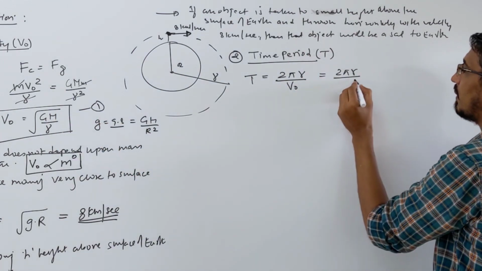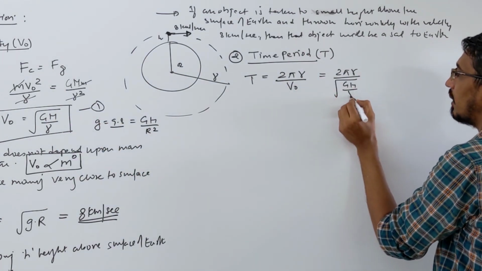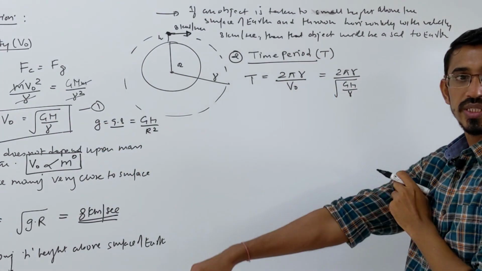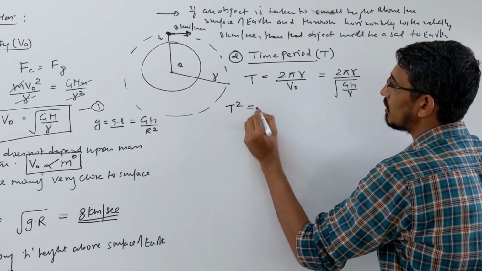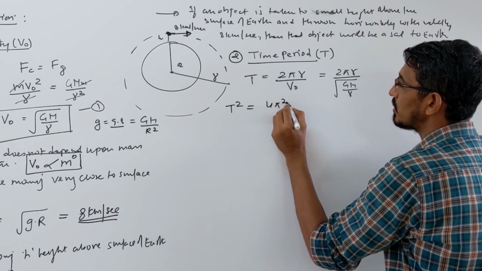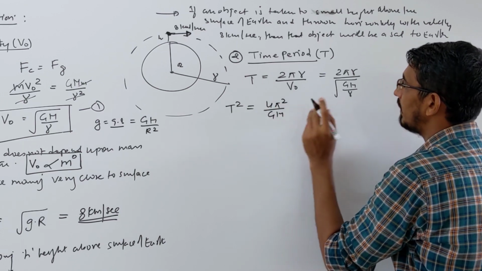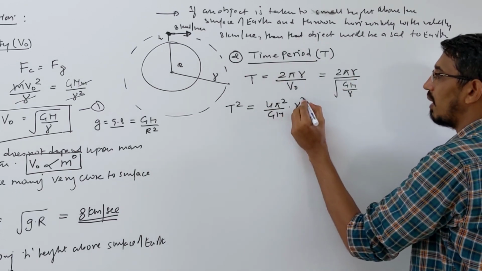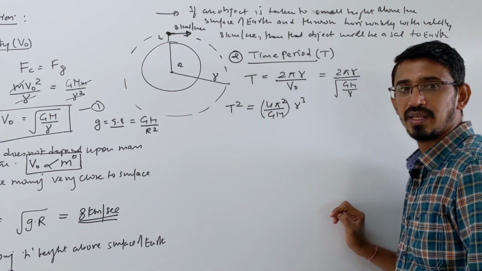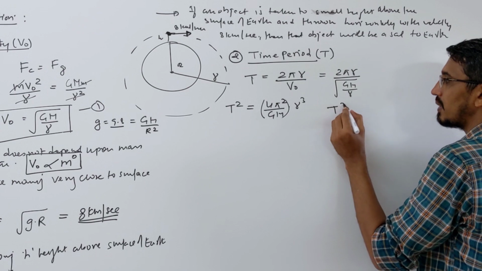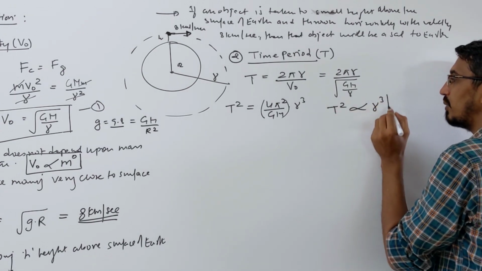When you put that value here, it becomes root GM by r. Square on both sides to remove this root. When you square on both sides, you get this answer: T square is equal to 4 pi square by GM, times r cube, where this part is a constant, correct? So you see that T square is proportional to r cube, right?